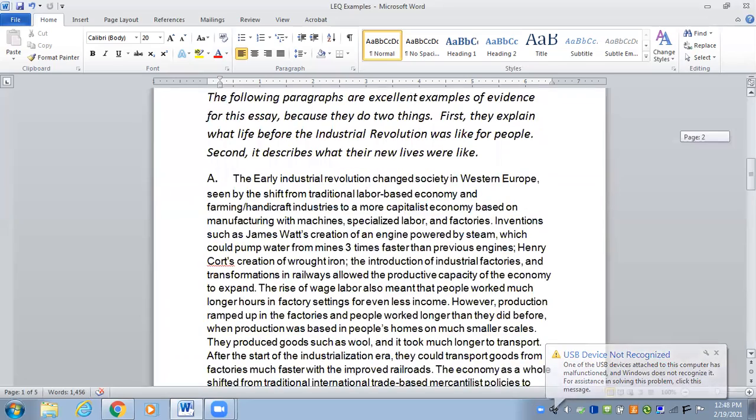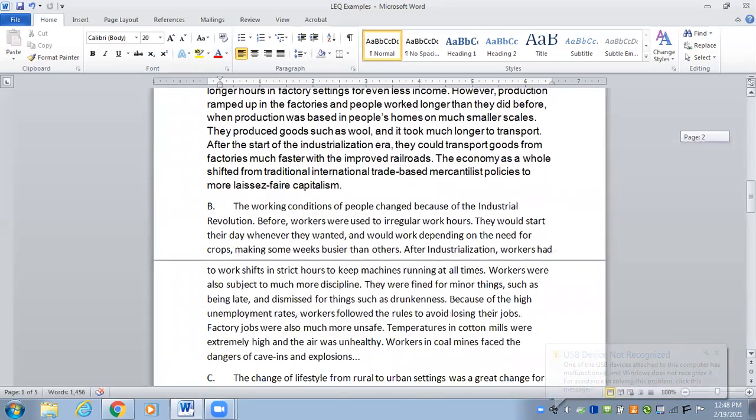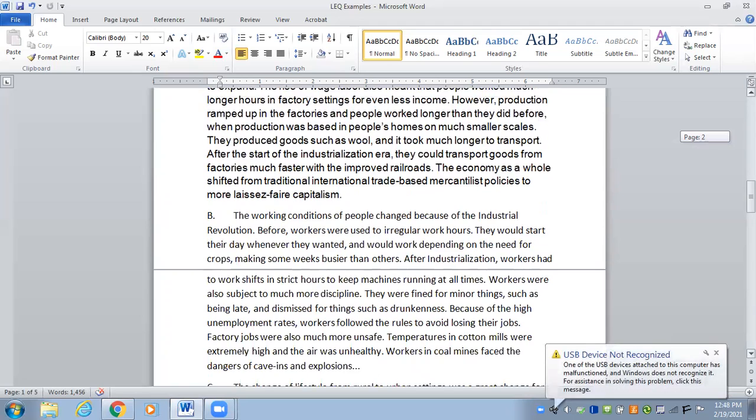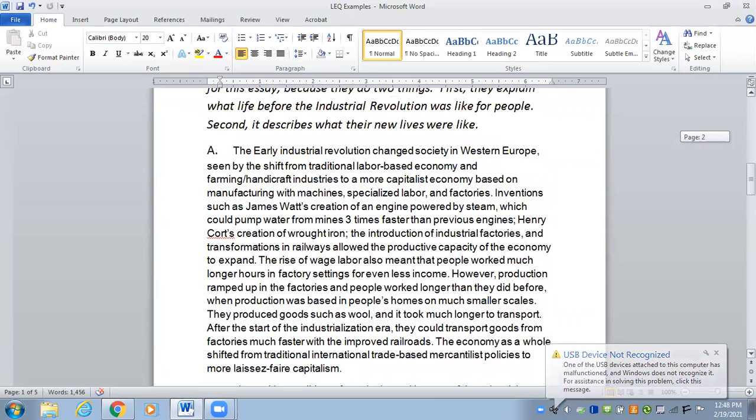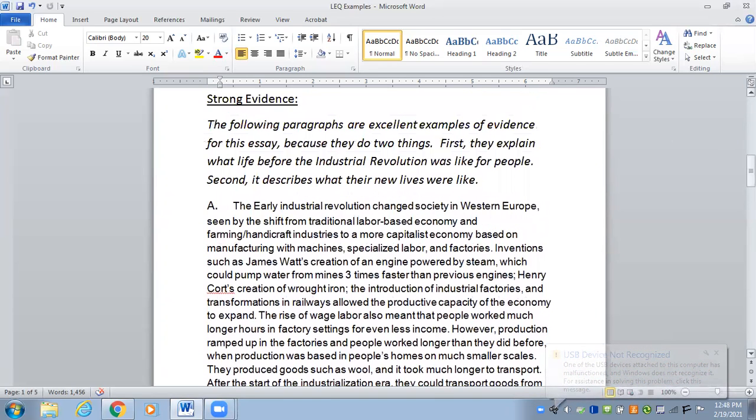Evidence. I gave entire paragraphs instead of just picking little parts out because I thought it would be easier for you to see a paragraph in completely from someone who did a strong paragraph that had evidence in it. Now, these are excellent examples because first they explain what industrial revolution life was like for people, and then they make sure they tell you how this was something new, how it was a change, because that's what you're asked to do in this essay. How did it change lives?